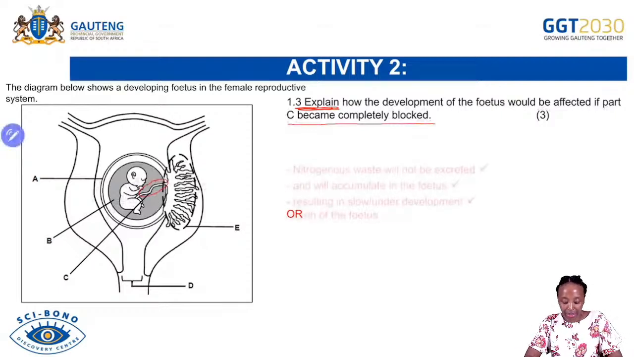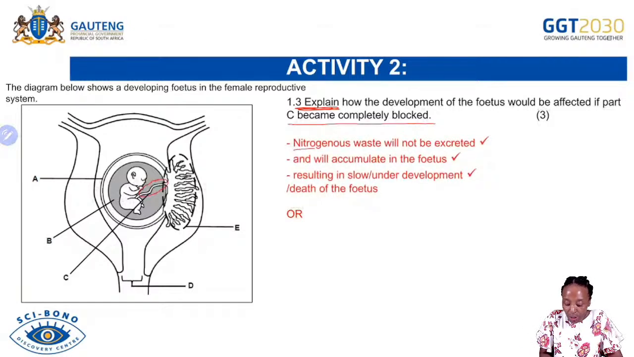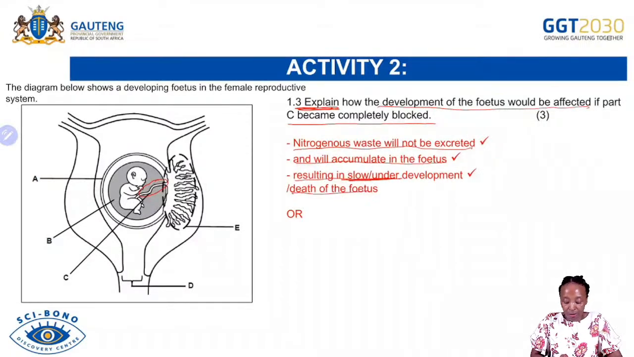So let's look at the answer. Okay, here it says nitrogenous waste will not be excreted and will accumulate in the fetus, resulting in slow development or even death. You see how the 3 marks came about? It's nitrogenous waste that will not be excreted because the arteries will be blocked. Then the nitrogenous waste will accumulate in the fetus. And what will this do? Remember, the question says how the development will be affected. It will result in slow or underdevelopment, which might eventually lead to what? To death of the fetus.